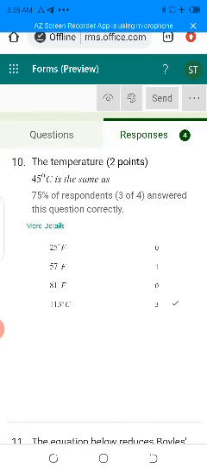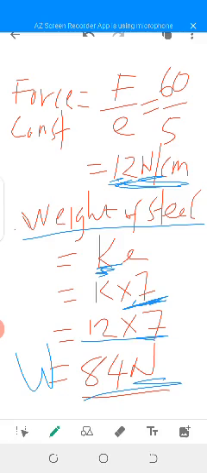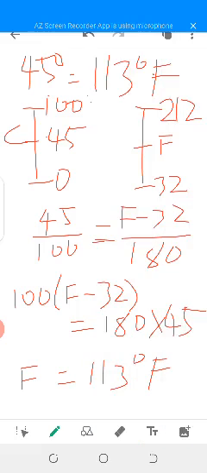The temperature is 45 degrees here. We have to convert 45 degrees centigrade to Fahrenheit using the standard scale. If you convert 45 degrees, it is 113 Fahrenheit. How? In Celsius scale, we have 0 as the minimum, 100 as the maximum. In Fahrenheit scale, we have 32 as the minimum, we have 212 as the maximum.